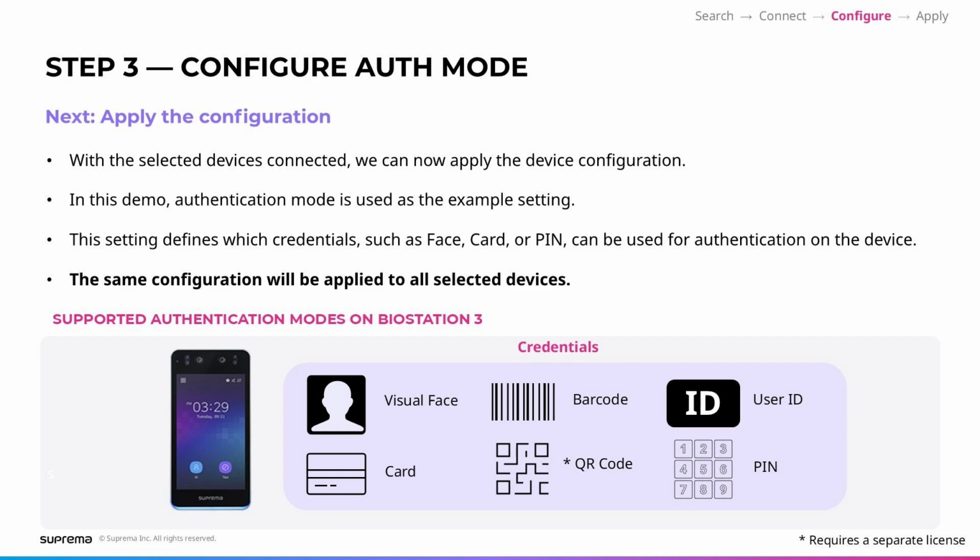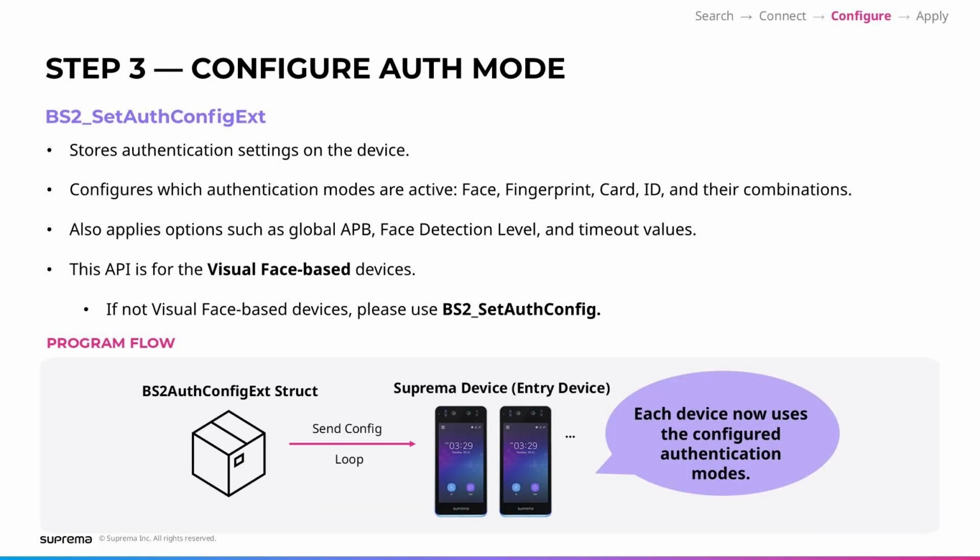In the next step, we will look at how this authentication mode is represented in the SDK and how it is applied to each connected device. This is the step where the configuration is sent to the device. This is what BS2 Set Auth Config EXT does. As shown in the diagram, this API sends the completed BS2 Auth Config EXT structure to the device and applies the configuration there. In other words, this is the point where the configuration defined in code becomes device behavior.